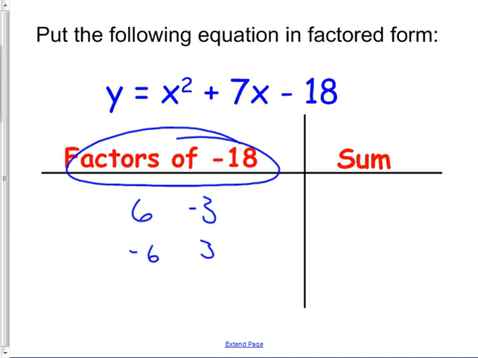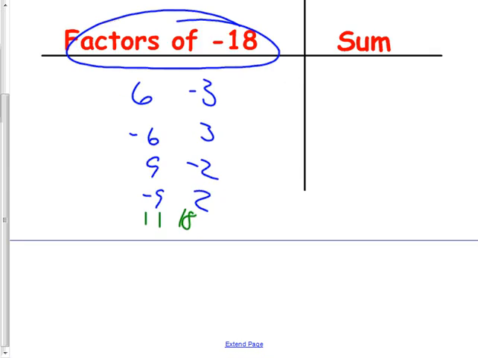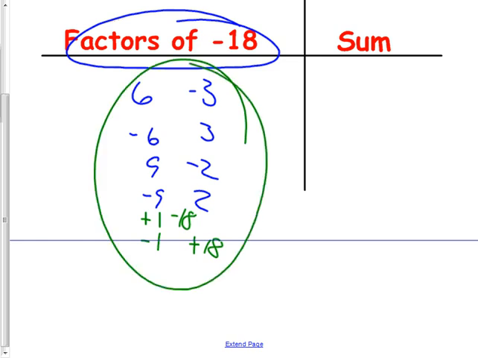What else can make an 18? Yes, sir? 9 and 2. Make this one negative and make that one negative. Good. Now what else? Say it. 18 and 1. So I have 18, 1 and 18. And I'm going to make one of them positive and one negative, so negative 1 and positive 18. There we go. All right, so all these combos are the ones that are possible for doing our problem.